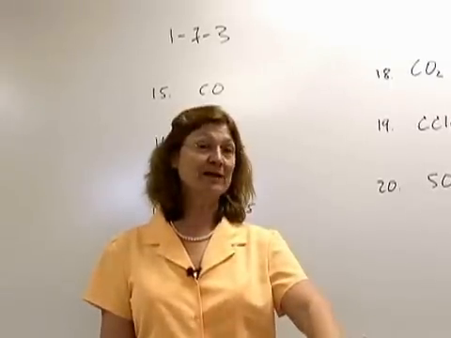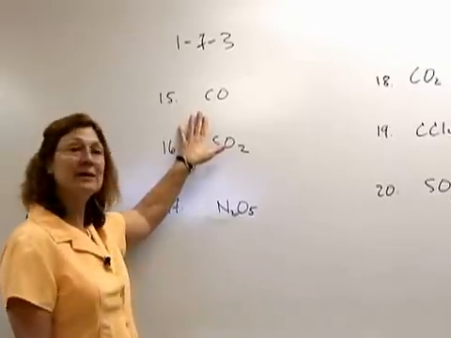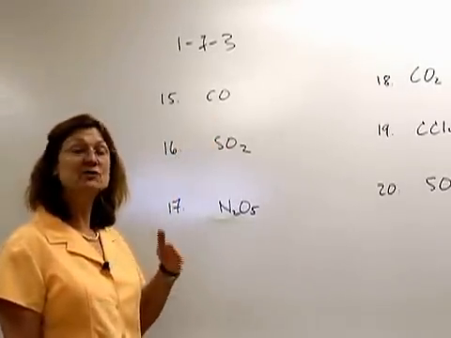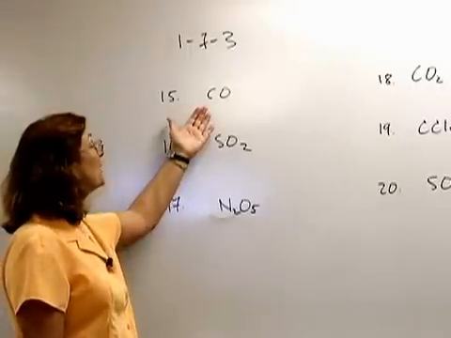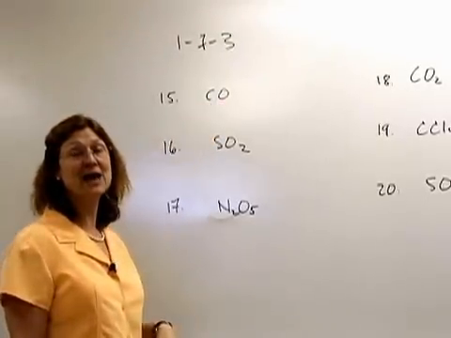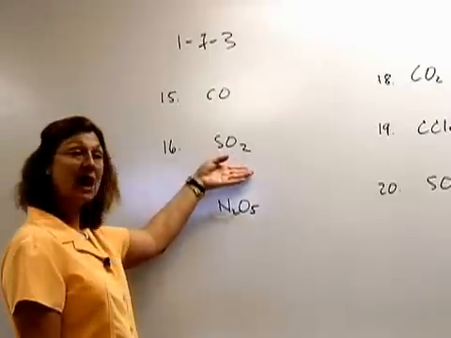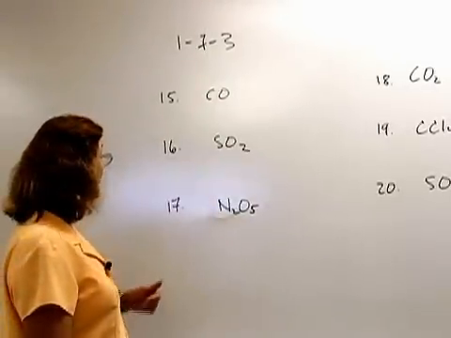So first, I'm going to quickly go through the prefixes. 15 is carbon monoxide. We do not say monocarbon monoxide. If there's only 1 atom to begin with, we do not say mono. However, the second atom, we must say how many there are. 16 is sulfur dioxide. So the prefixes relate to the number of atoms.